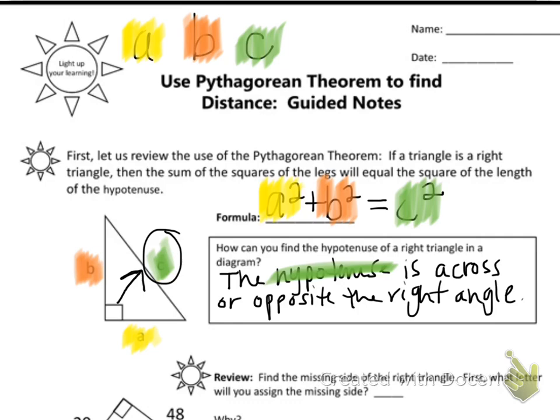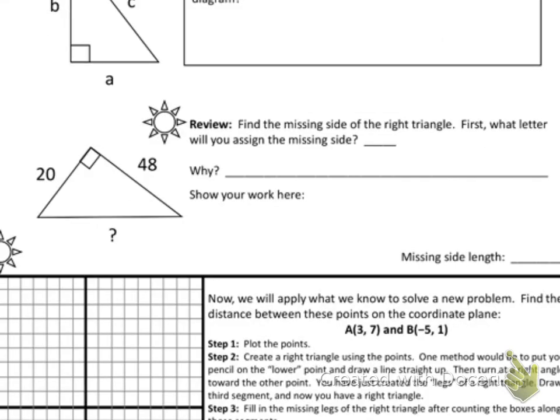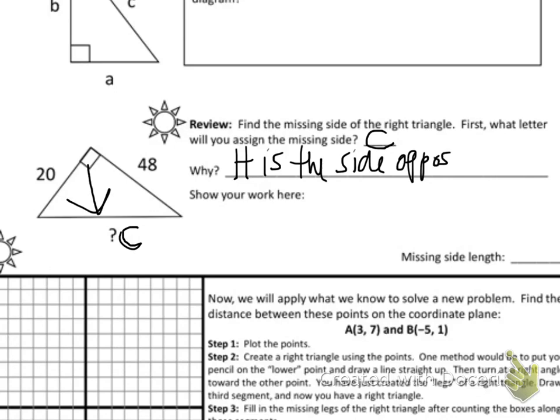Alright, moving on to the next part. It says review, find the missing side of the right triangle. First, what letter will you assign the missing side? So looking at this, across from my right angle, I know I'm going to label that C. Alright, and then it says why? Because it is the side opposite of the right angle.